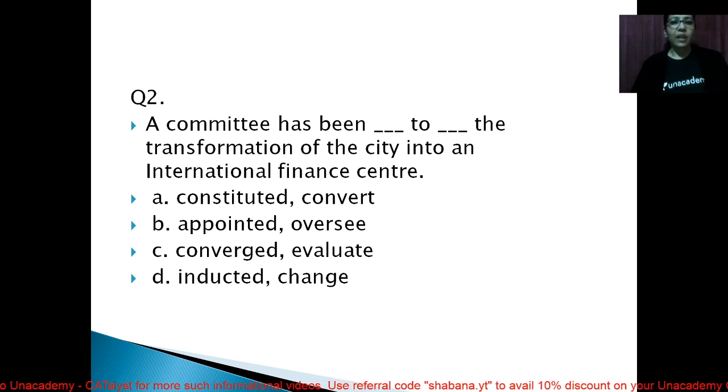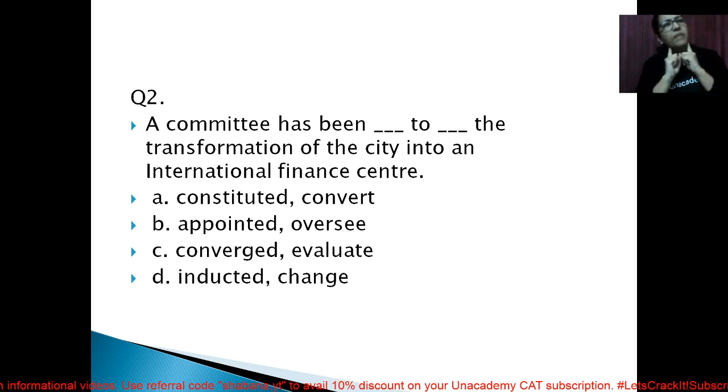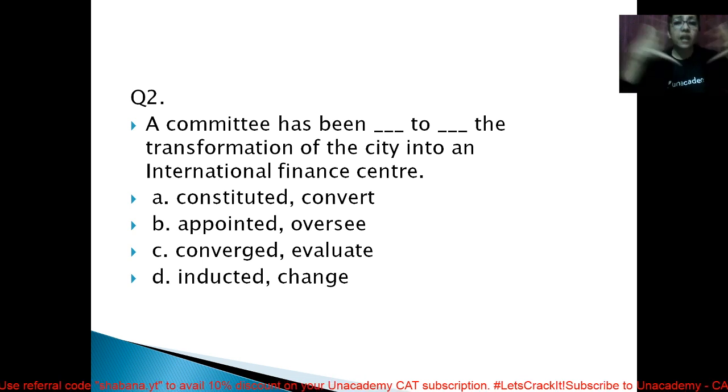Okay सिमरन, Masira, Rohit, everybody. Yes, Masira, come on, let's take a look at number two. A committee has been dash the transformation of the city into an international finance center. Committee ko hum kya kya kar sakte hain? Do we make a committee? Do we converge a committee?